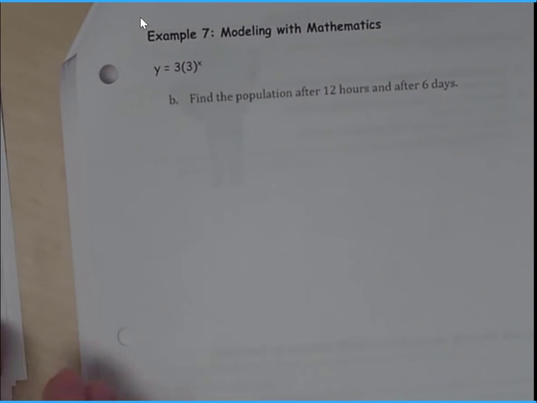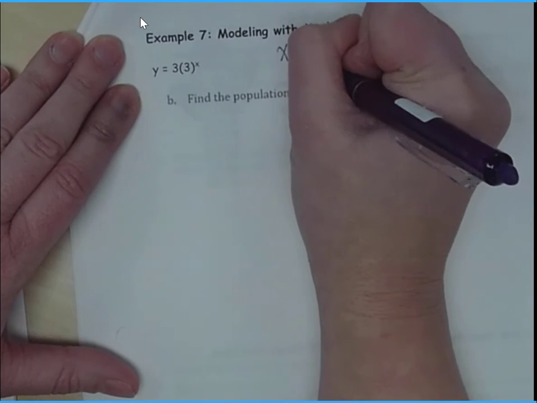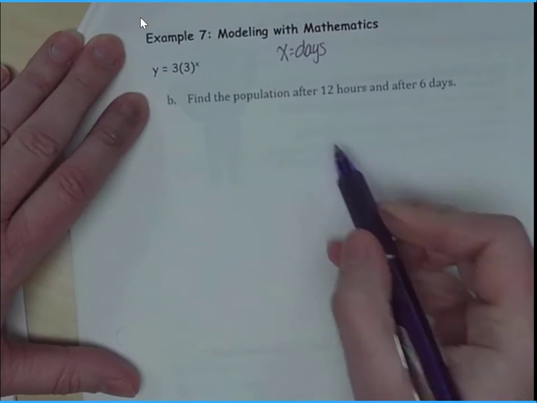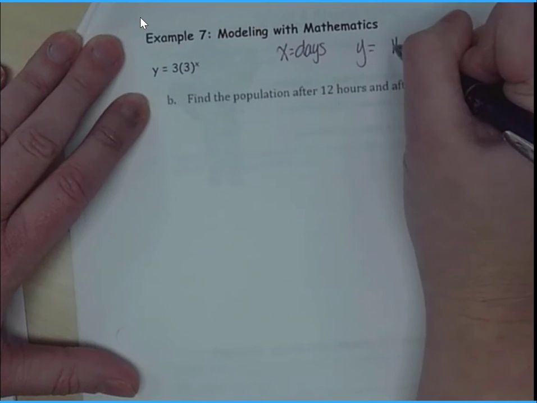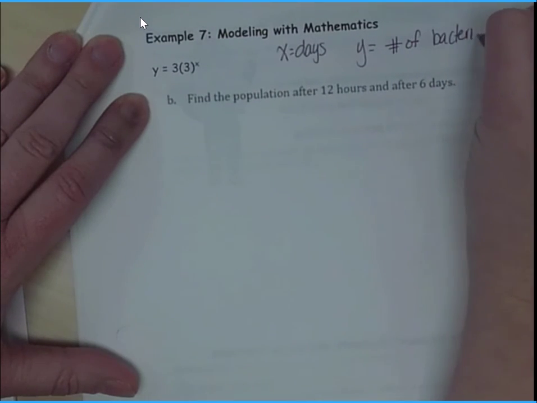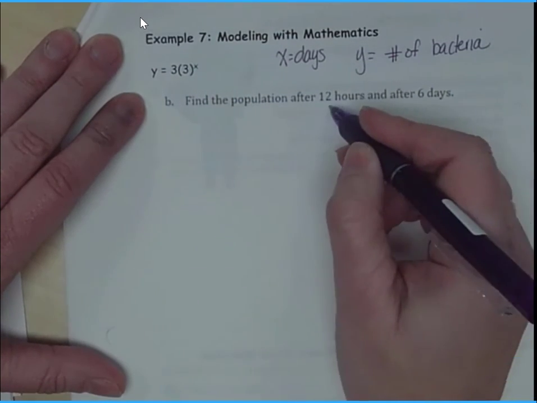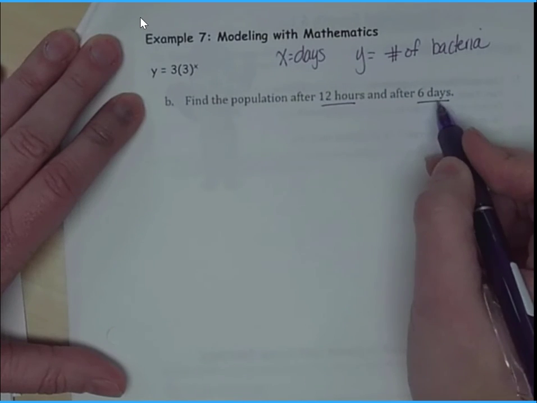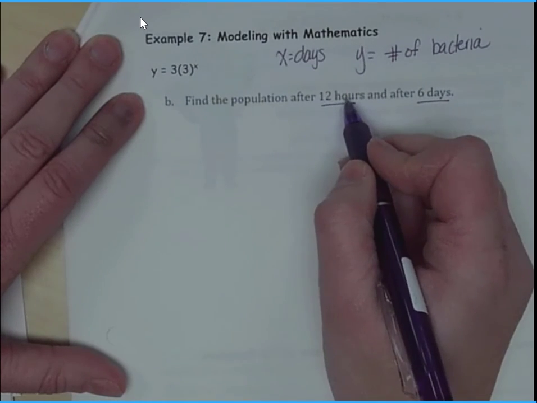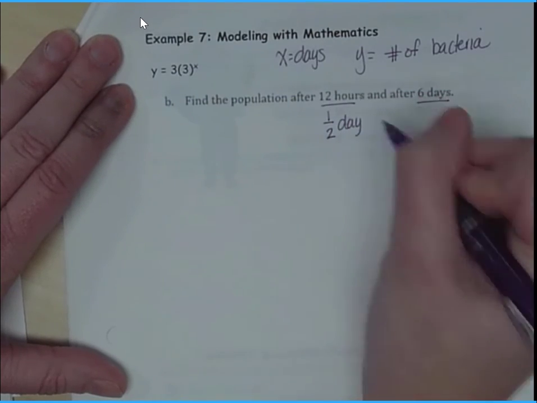So given that equation, let's find the population after 12 hours and 6 days. But if I go back, I remember that x is days. And then y is the number of bacteria. Okay, we call it the population of bacteria. But the problem is this is in hours and this is days, so I'm good here. But what is 12 hours in days? Well, that is half a day.